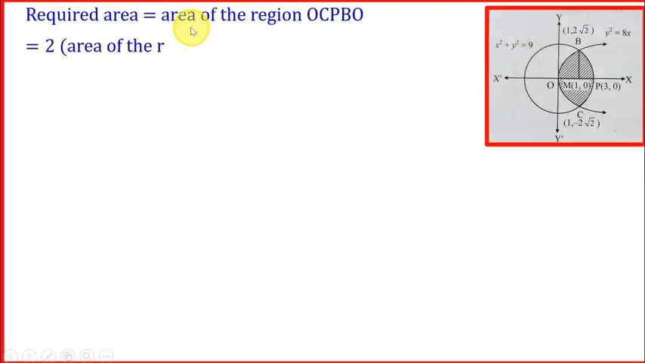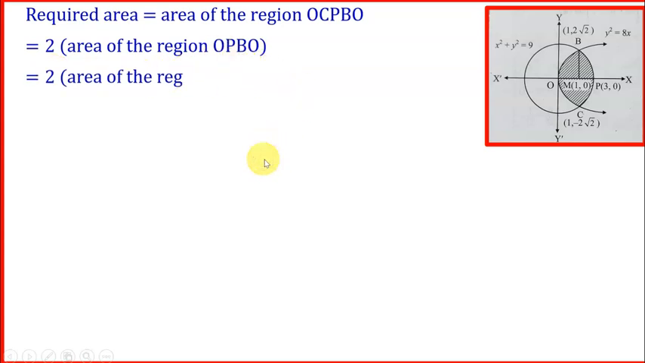See this again, same figure is here. Required area is equals to area of the region OCPBO. Yes, you can see this here, OCPBO. This is the closed region. That is nothing but 2 times the area of the region OPBO. 2 times area of this region OPBO.